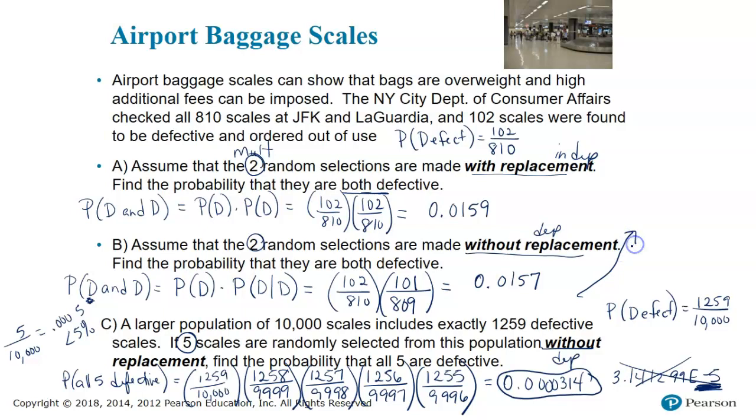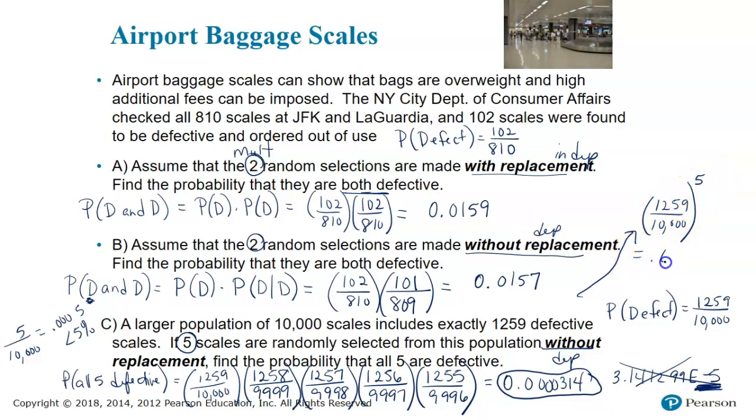And we'll come up here. Because if it's independent, then every one of these parentheses stays the same. So they're all going to be 1259 out of 10,000. And instead of writing all 5 of them identical, we could write it as this to the 5th power.